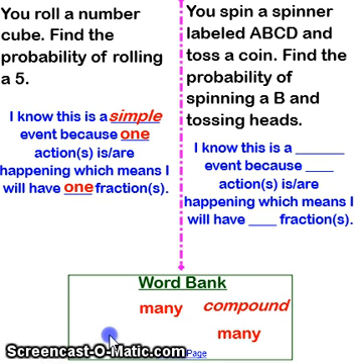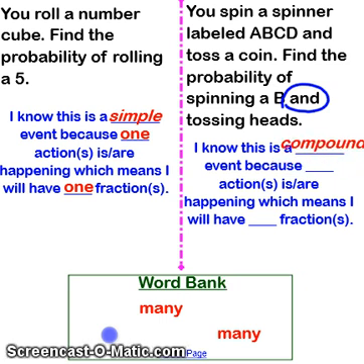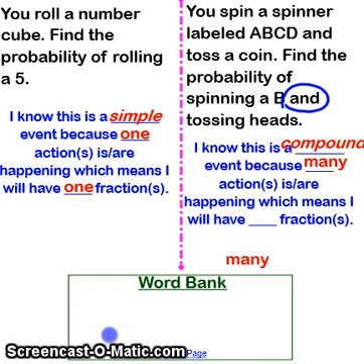However, the next part says you spin a spinner labeled A, B, C, and D, and you toss a coin. Find the probability of spinning a B and tossing a heads. So notice how it says the word "and," which tells me that I need to multiply when I'm dealing with probability. So I know this is a compound event because more than one action is happening, which means that I will have more than one fraction.